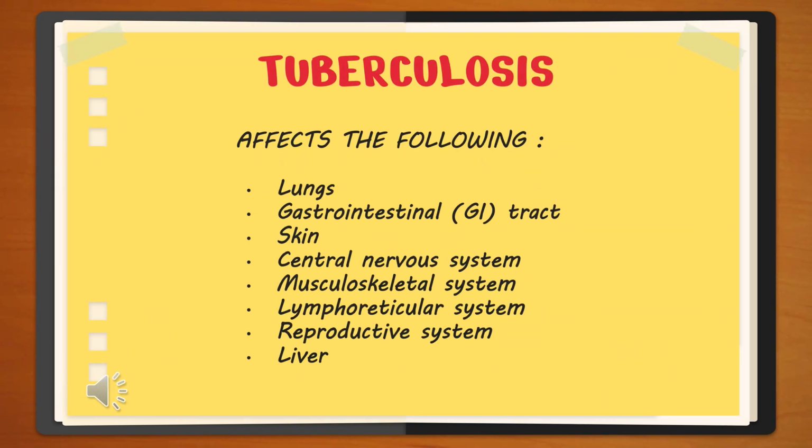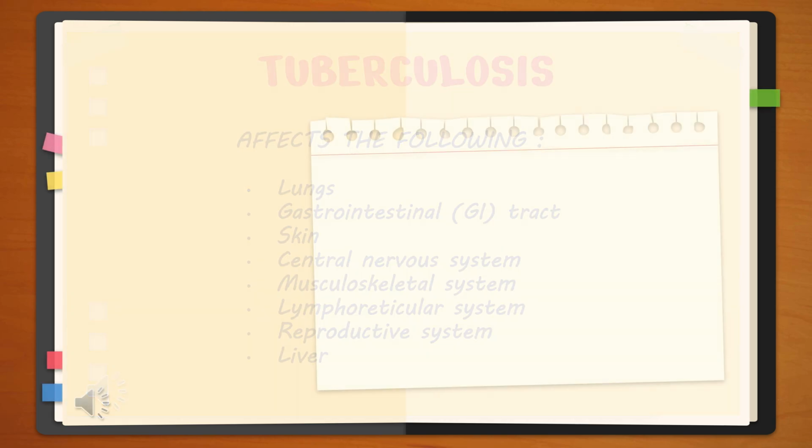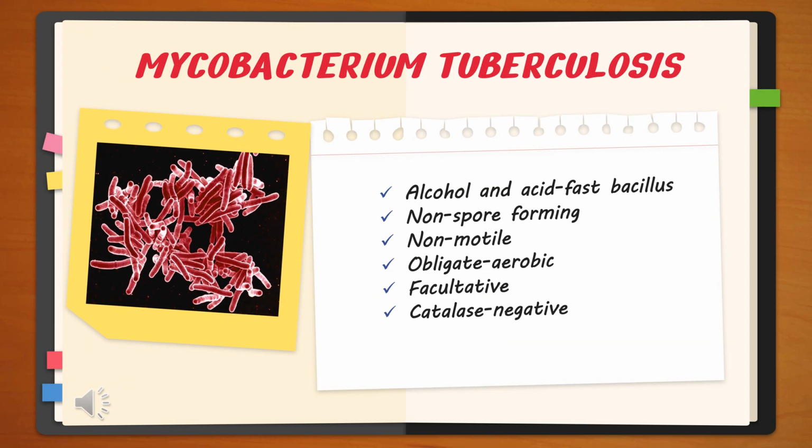Tuberculosis is a human disease that usually affects the lungs, but may also affect other organ systems such as the gastrointestinal or GI tract, the skin, the central nervous system, the musculoskeletal system, the lymphoreticular system, the reproductive system, and the liver. It is caused by the bacteria Mycobacterium tuberculosis, an alcohol and acid-fast bacillus. It is non-spore-forming, non-motile, obligate aerobic, and catalase negative.